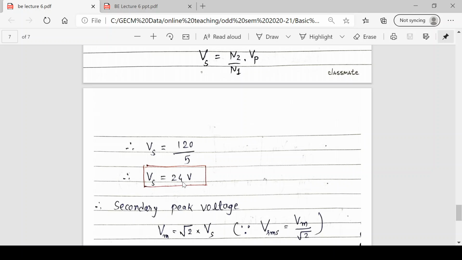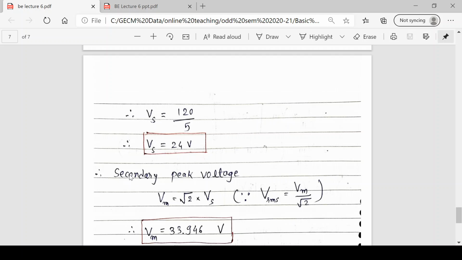So everybody just be clear that this is secondary voltage, but it is RMS voltage, not peak voltage. And to find average value, you must have peak voltage. So let's convert this secondary RMS into peak. So therefore, what will be secondary peak voltage? So as you studied in physics, what is RMS and peak relation? Vrms is equal to Vm upon root 2. This is a famous result. RMS value is equal to peak value upon root 2.